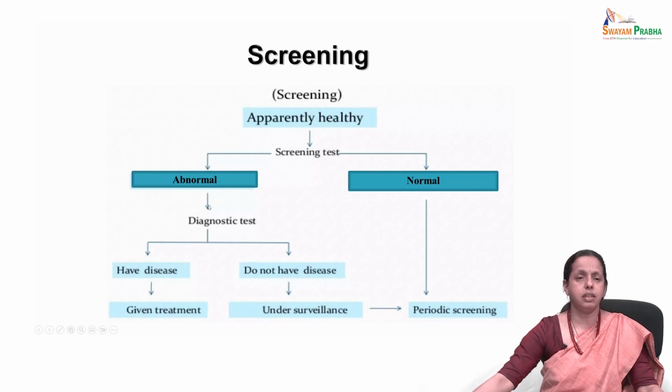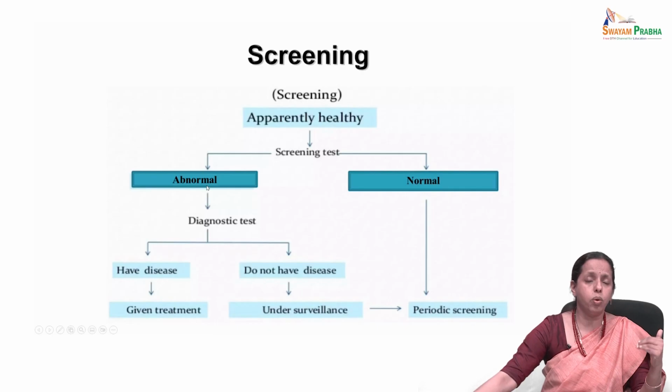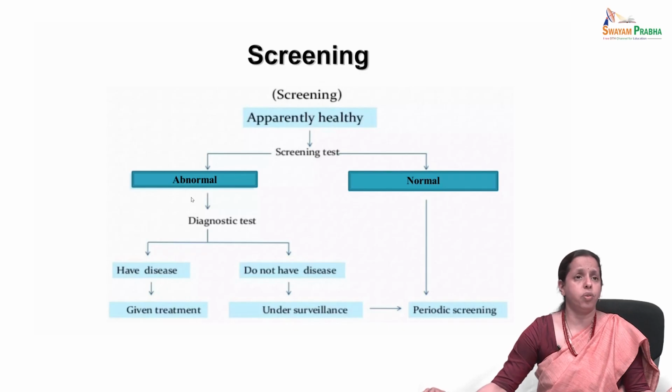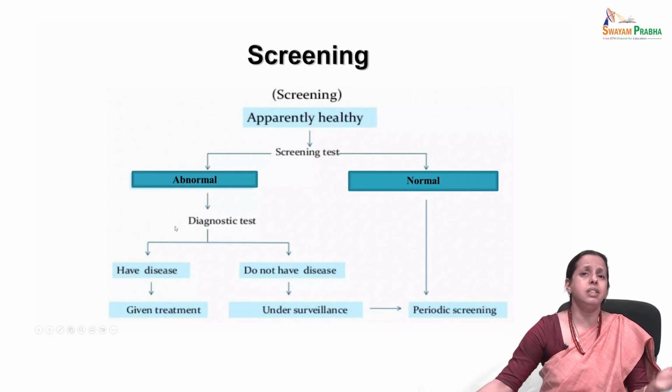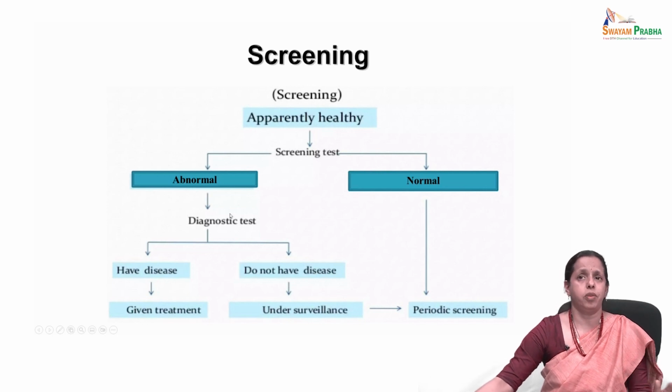But if you find something abnormal, for example if it's HPV positive, you go for further diagnostic tests. Then if they have a disease, they simply go for treatment, chemotherapy, radiotherapy, whatever the treatment regimen is. And if they do not have a disease, or it is just a lesion which is benign in nature, just keep watching. Again, come more regularly for the screening procedure.